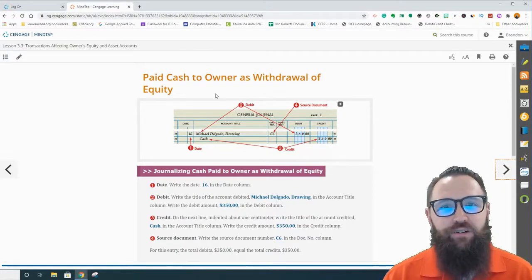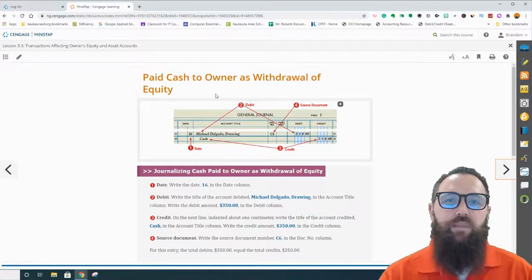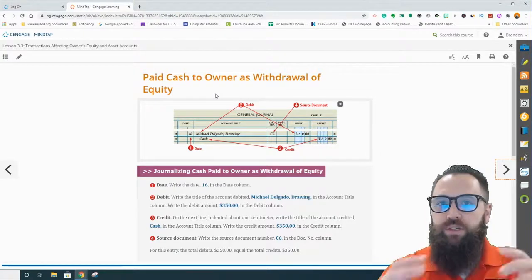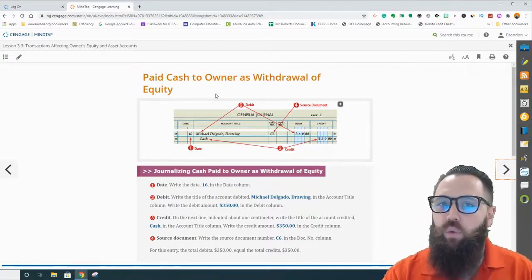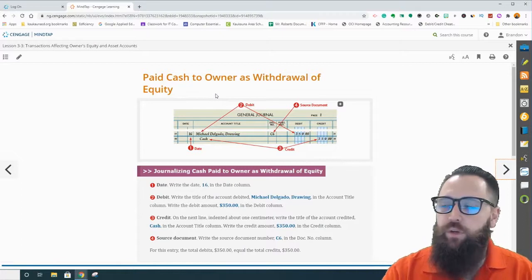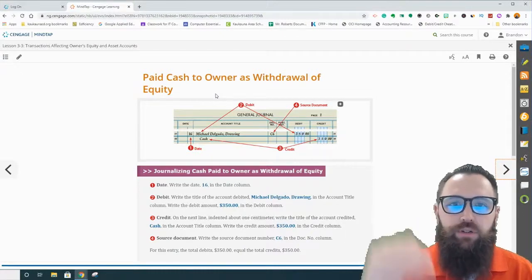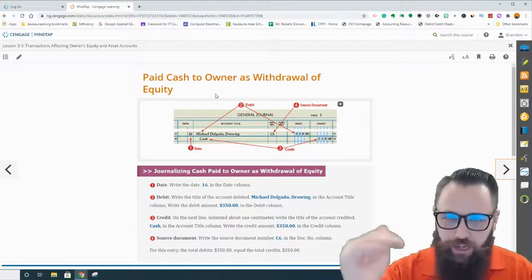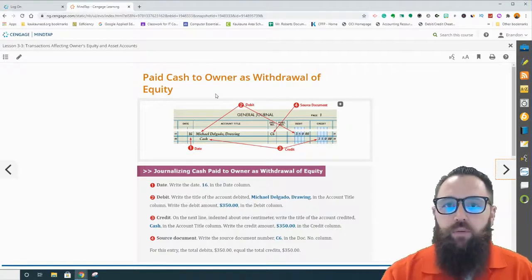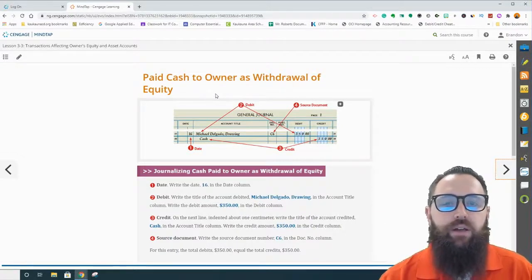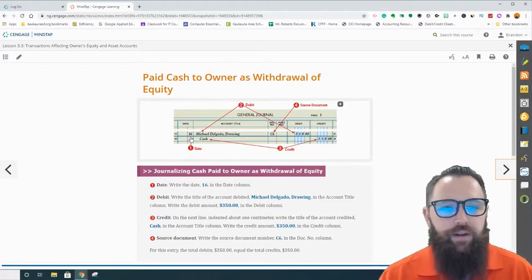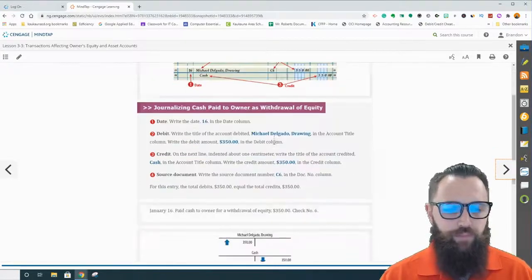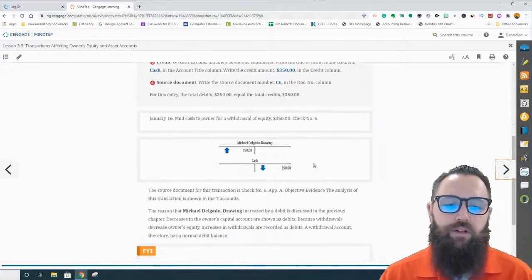It's going to be credited. What about Michael Delgado's drawing? That needs to increase because that drawing account is once again an account that shows all the times that Michael Delgado withdrew money. So if he withdraws money 4 times, that account just keeps getting debited. It keeps showing that he took out more and more money. So it has a normal debit balance. Michael Delgado's drawing is debited here. And you can see we go through the steps. We have our date, our debit, our credit, and then our source document. And we write a check to Mr. Delgado for this.